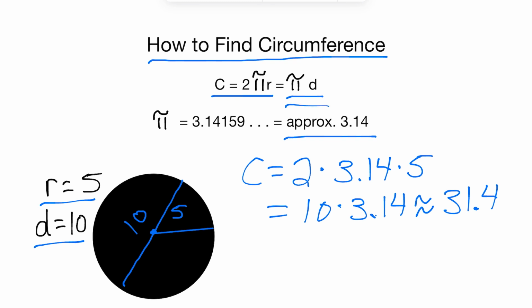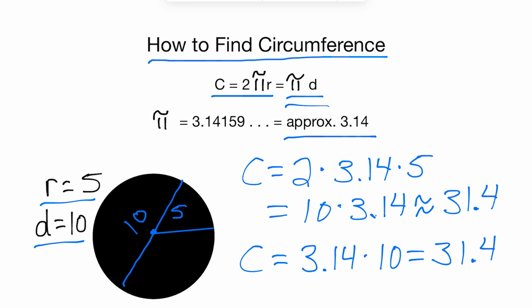My second formula, the pi times diameter, so circumference equals pi. Again, we're going to use 3.14 as the approximation times the diameter, which is 10, also gives us the 31.4 as a very close approximation to the circumference. Close enough for our purposes today. Okay, so to find the circumference of a circle, it's 2 times pi times the radius of the circle, or it's pi times the diameter of the circle.